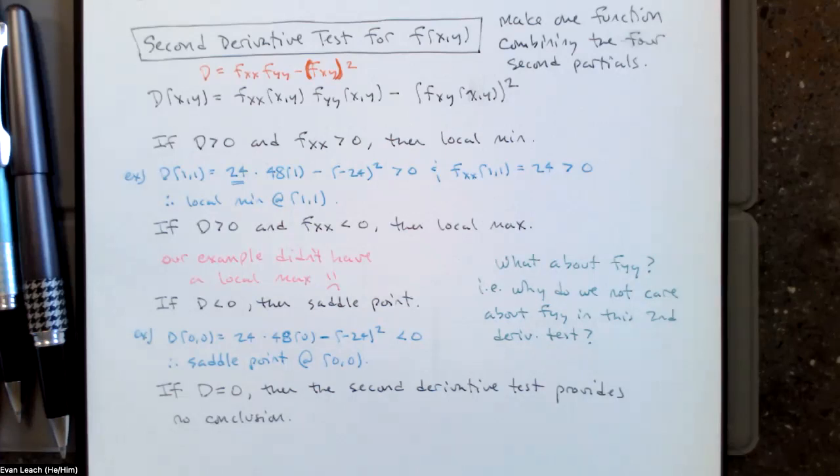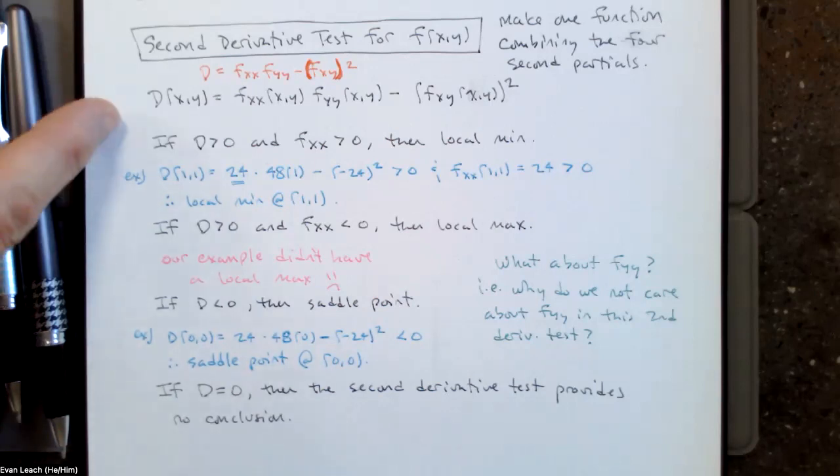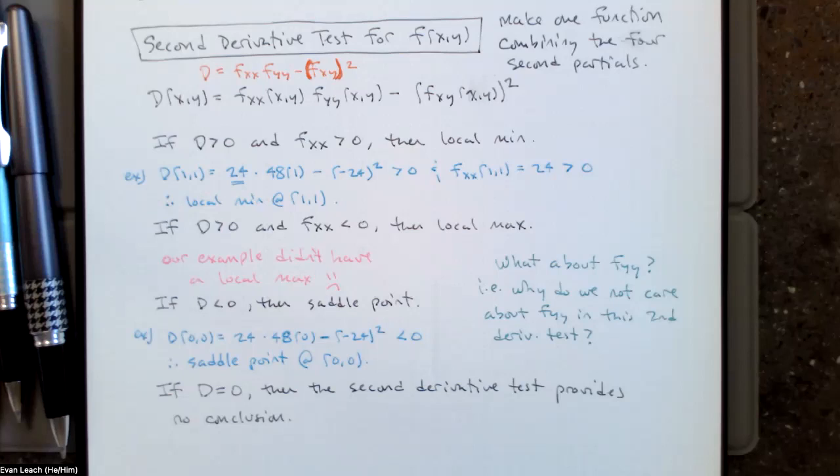You can probably tell by what time it is what question I will not be answering today, because I want you to think about it. Don't worry, it's really kind of an algebra question. Look at the way we built this function d of x, y, and discover why we don't care about fyy. Or maybe if we want to care about what fyy looks like, what could we get rid of? All right, so think about that. What about fyy? Figure out why we did not need to bring it up in this second derivative test.